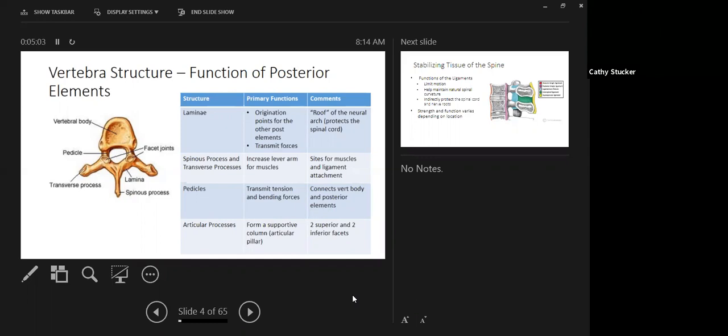The pedicles are those important connections between the vertebral body and the posterior elements. A lot of force transfer goes through the pedicles.